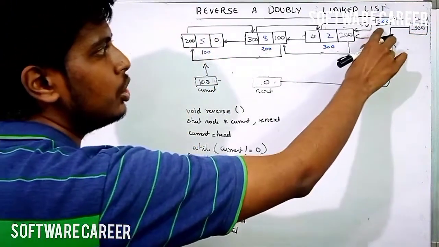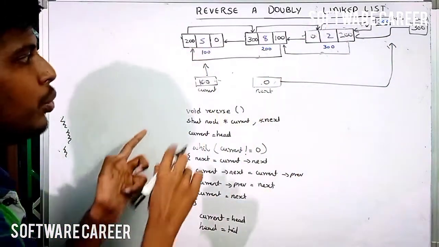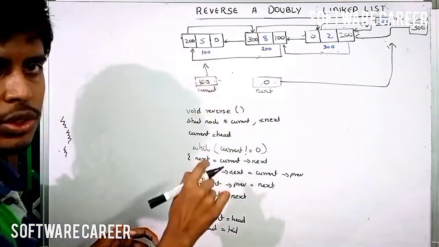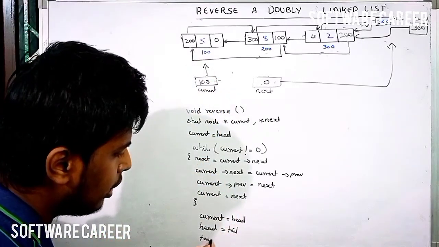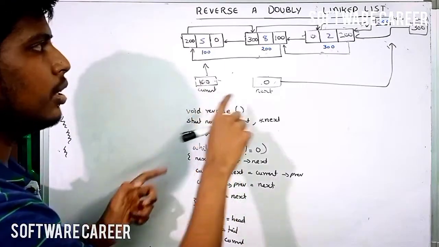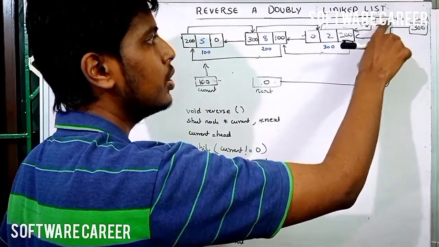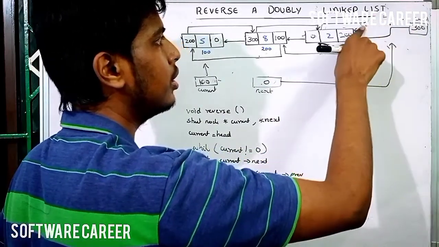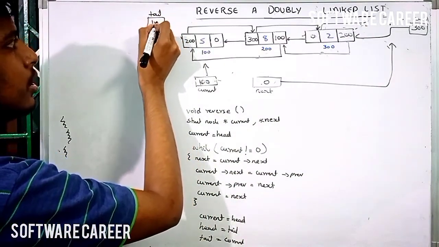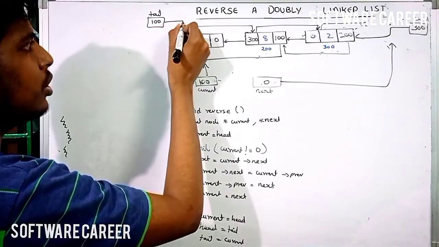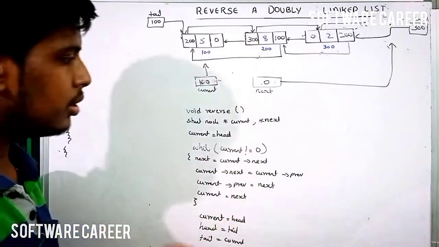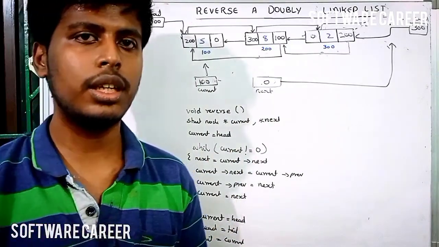Now see, now tail should point to the first node. So how you can get the address of first node? By current. Because current is having address of first node. So I am writing here, see, tail equals to current. Now see, current is 100. 100 is stored on tail. So I am writing it clearly. Now tail is 100. So see here, tail is 100. So now this tail pointer is pointing to the node which is having address 100. Now see, head and tail got reversed. This is how you should reverse the doubly linked list.